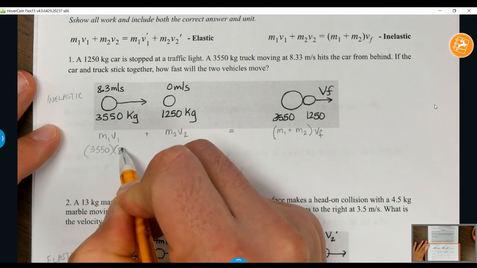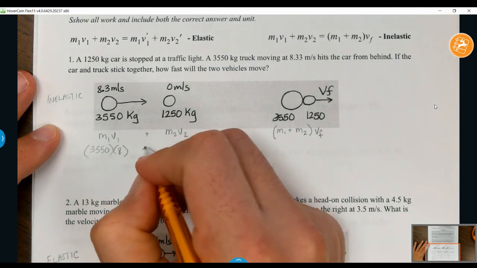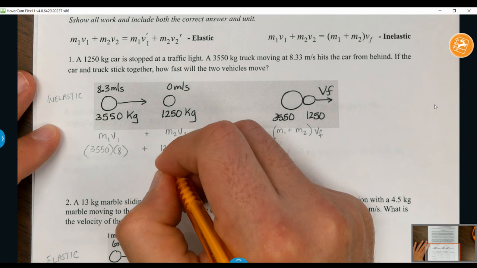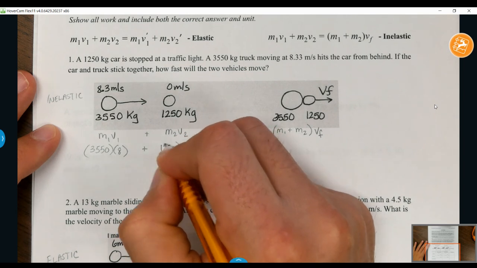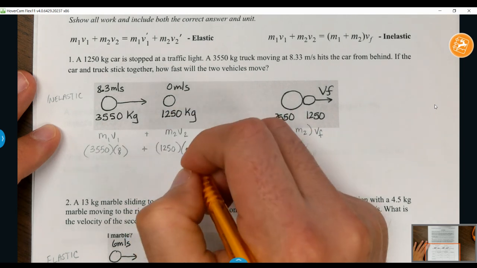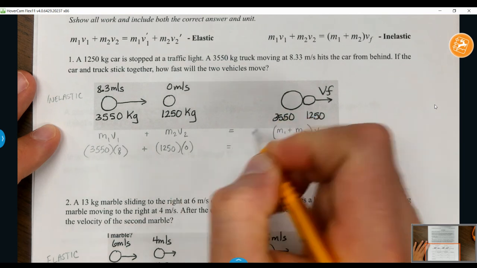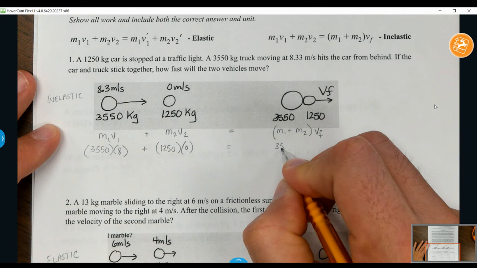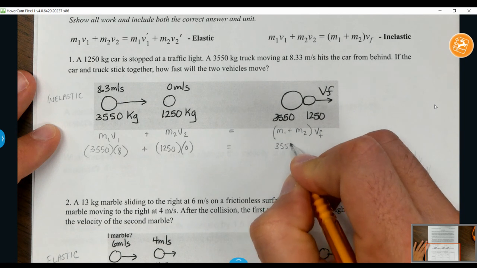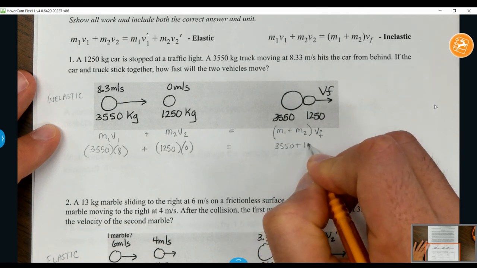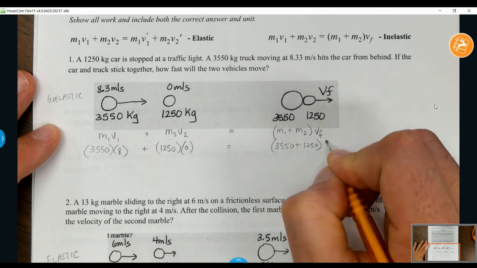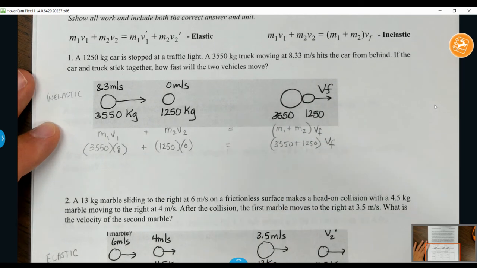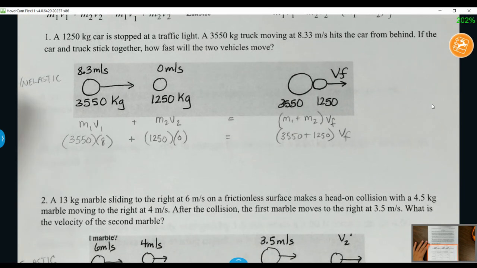times the velocity of the first guy. Mass the second times the velocity of the second. These two dudes added together times VF. And now multiply out and simplify and reduce here.